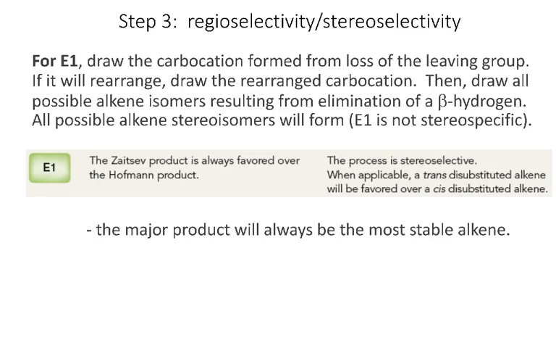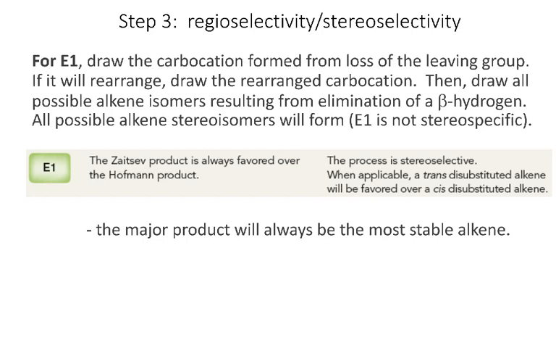Okay, for the E1 mechanism, just like in SN1, we first form a carbocation, and so we have to be careful that we can also have carbocation rearrangement in the E1 mechanism. Now, E1 is a little bit simpler than E2 in that the Zaitsev, or the more highly substituted alkene, is always favored over the Hofmann product.